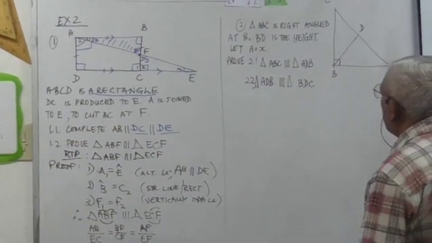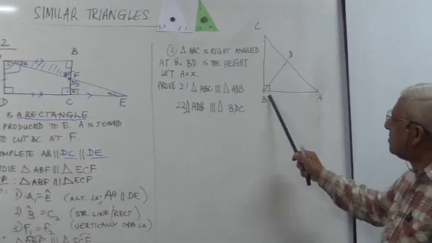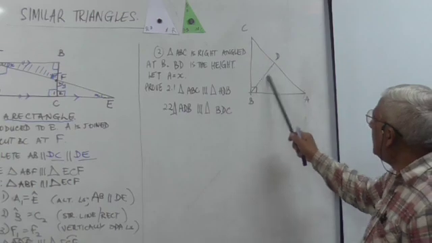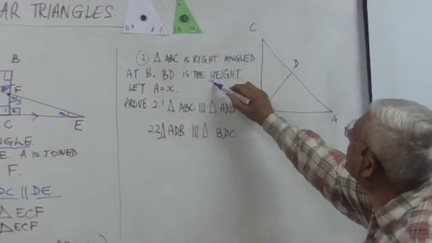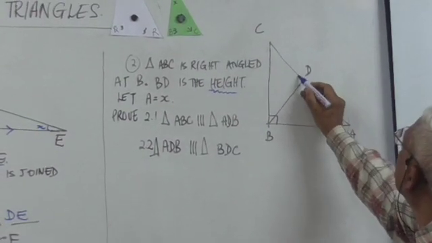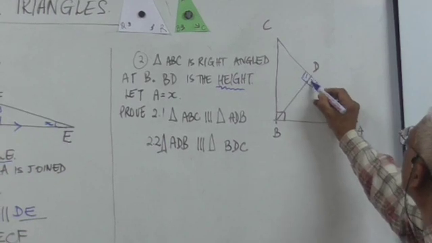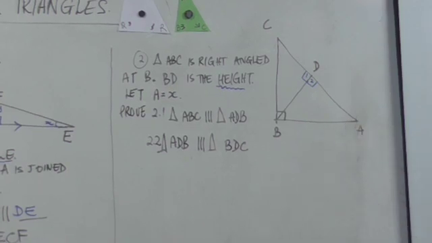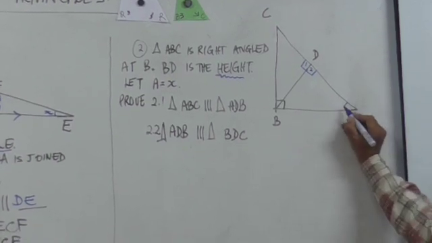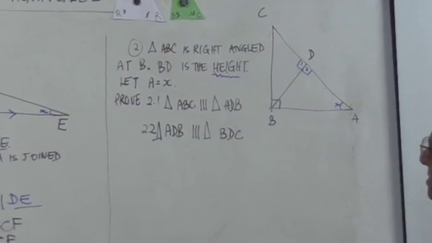Now, you are told that ABC is a right angle, right angled at B, so it's marked 90 already. BD is the height. If BD is the height, this is a key word: a height means these angles are 90. Angles 1 and 2 are 90. Height forms a right angle. And they say let A1 equal X. So this is X. There, we marked it.